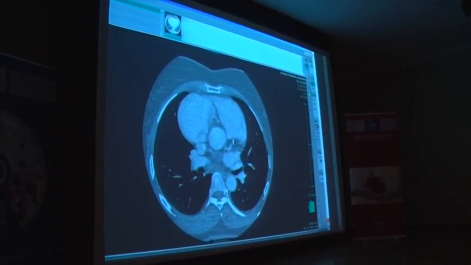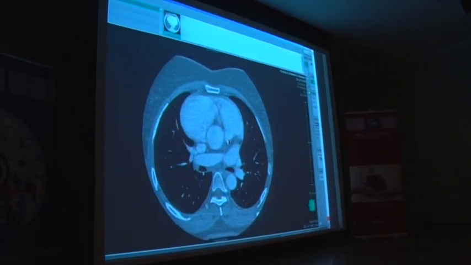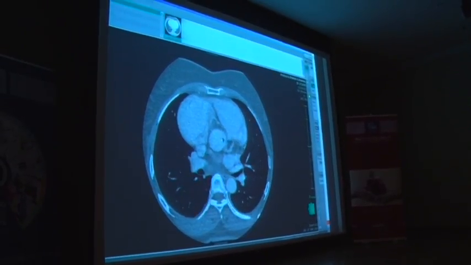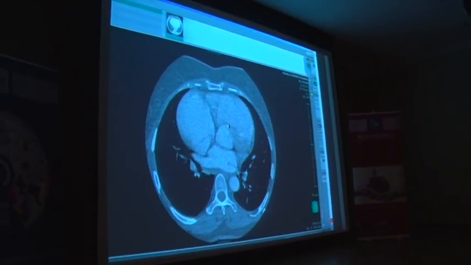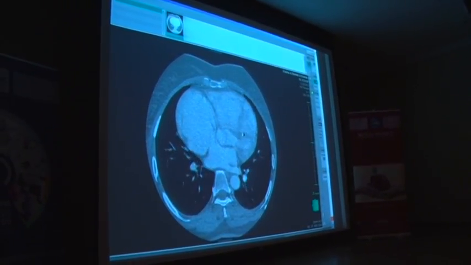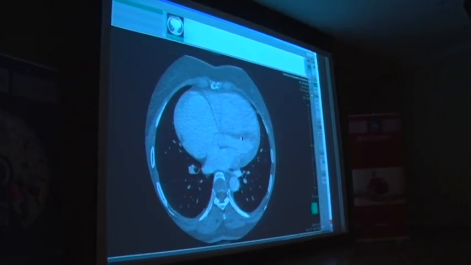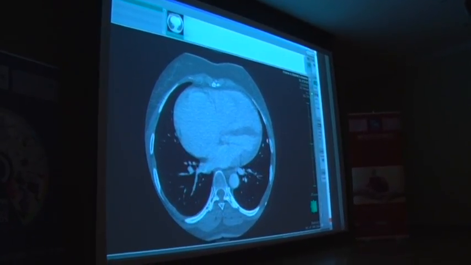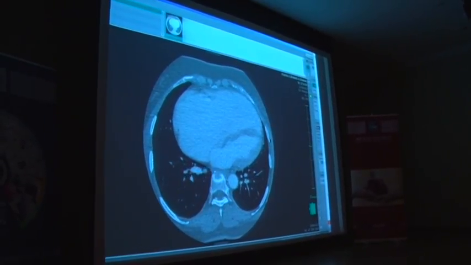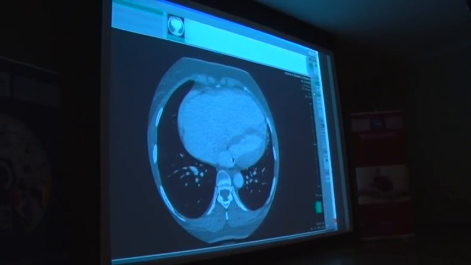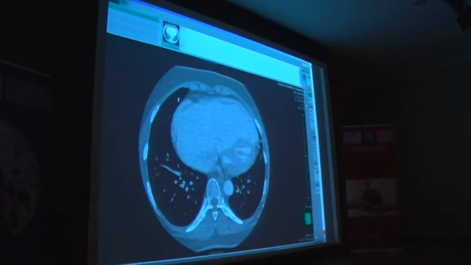And no. Sorry? Yes, cardiomyopathy is a very good answer. What type of cardiomyopathy can affect the right side of the heart? Who said ARVD? Excellent. Excellent. It was really a suspected case of ARVD.